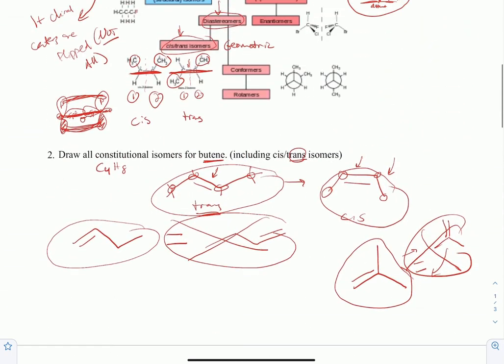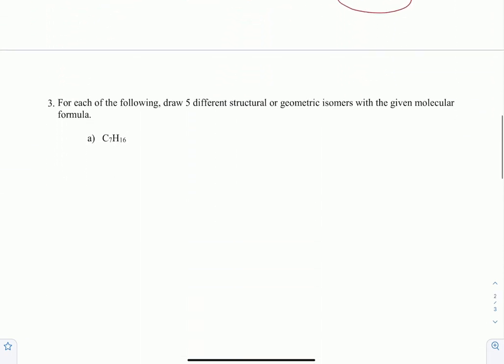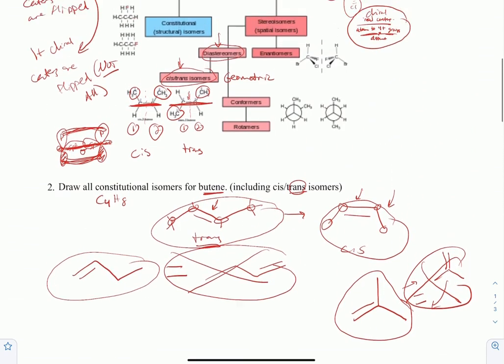So we'll get into more examples on isomers and going through more structural and geometric isomers in problems 3 through 6.